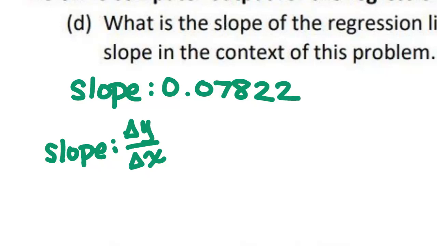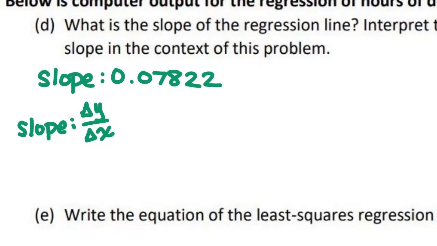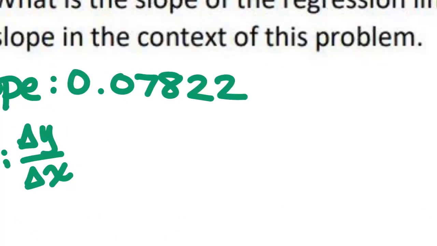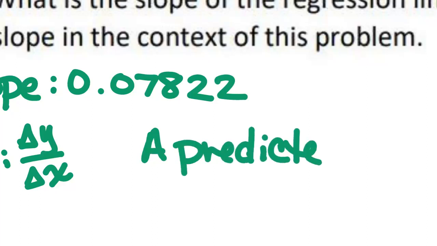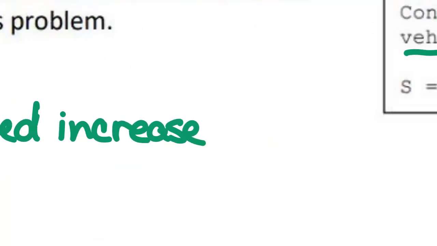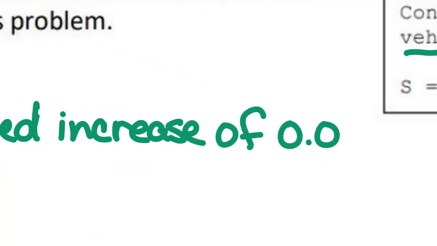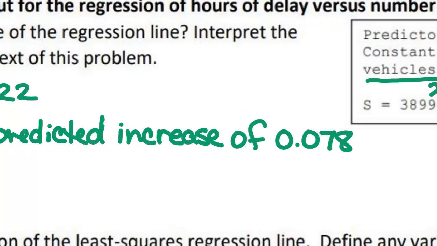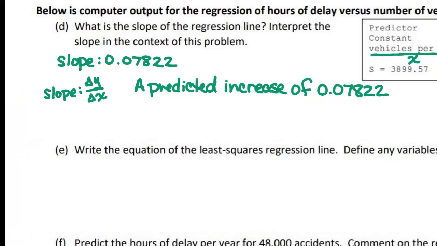What are the two things we're comparing here? We're comparing vehicles per day and hours of delay. So is the model predicting an increase or a decrease? Increase. So this is a predicted, super important to say predicted, increase because it's a positive slope. A predicted increase of 0.07822 what?